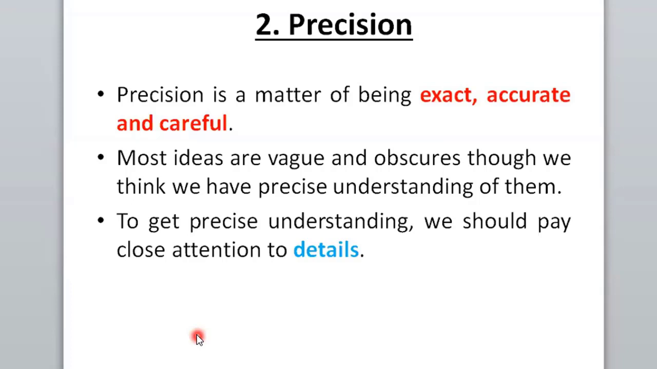Most ideas are vague and obscure, though we think we have a precise understanding. We may say that I know Mr. Kale, I know Miss Kale, or you may say I know definitely, 100%, about an issue, but it cannot be. We cannot know one thing with 100% precision. Having this limitation, we can have exact, accurate, and careful information about it. So precision refers to getting a precise understanding. We should pay close attention to detail. So in order to precisely understand an issue, we must give due emphasis to details.